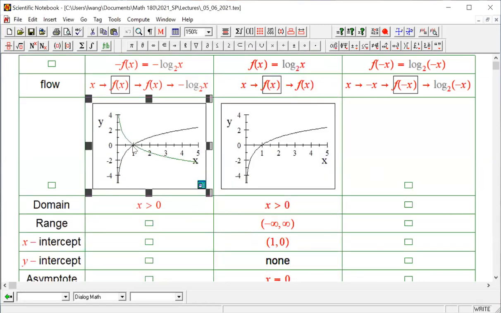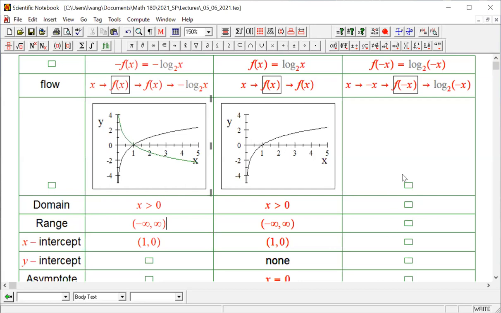So this piece that was beneath the x-axis, the opposite of it is above. And this piece that was above the x-axis, after you put a negative sign, is flipped to below the x-axis. And the x-intercept is still the same, right? And the range, has the range changed? The range hasn't changed either, from negative infinity to positive infinity. This is still from negative infinity to positive infinity, the green, right?